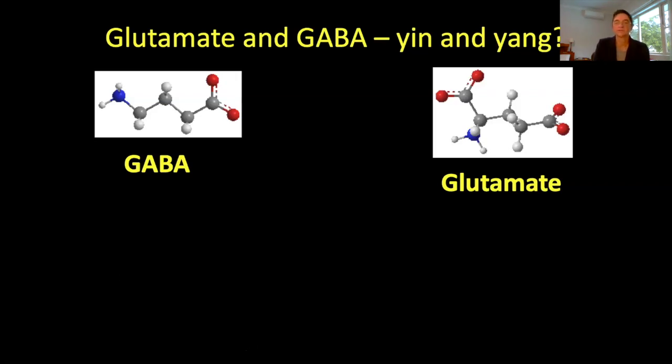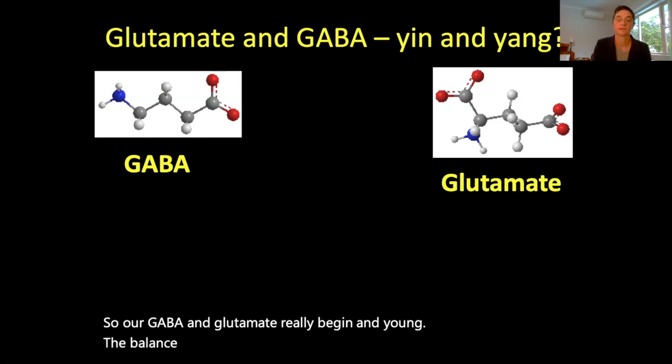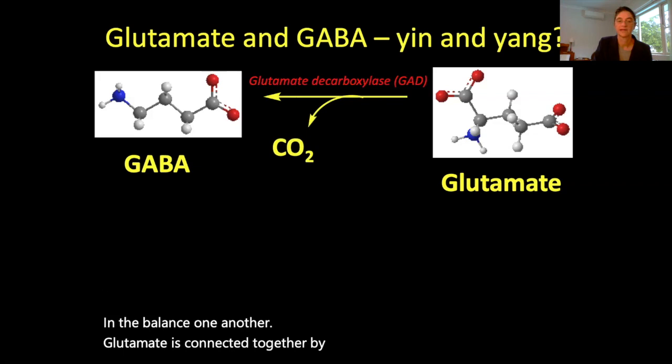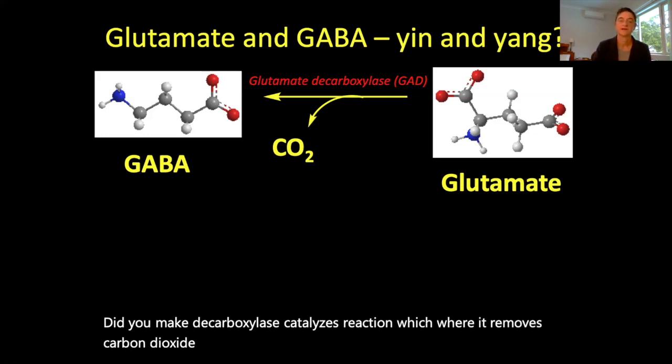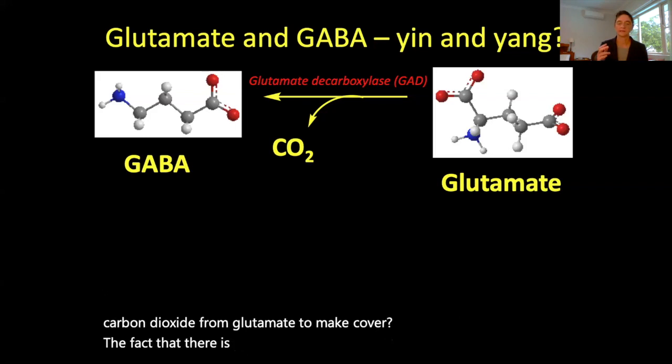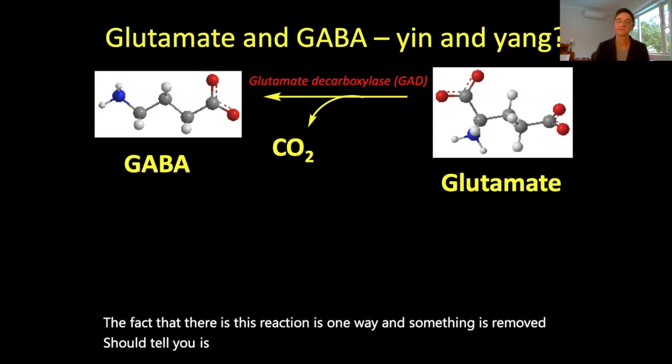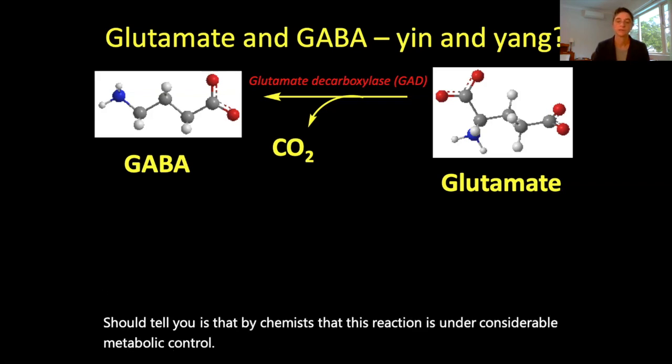So are GABA and glutamate really the yin and yang? Do they balance one another? Well, glutamate is connected to GABA by one single chemical reaction, the glutamate decarboxylase catalyzed reaction, where it removes the carbon dioxide from glutamate to make GABA. The fact that this reaction is one way and something is removed should tell you as a biochemist that this reaction is under considerable metabolic control. In other words, it's not a simple equilibrium between the two.